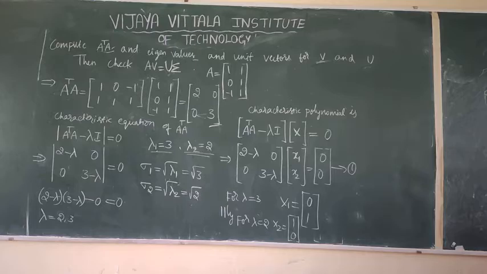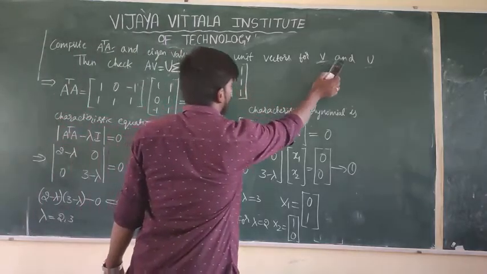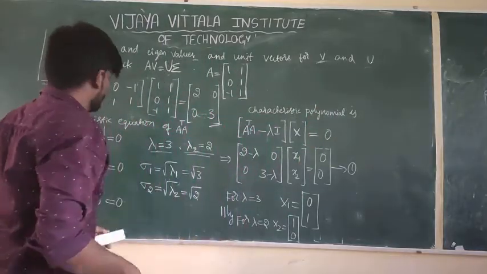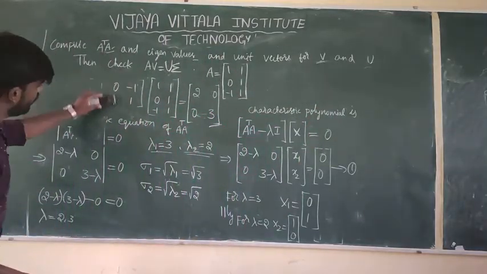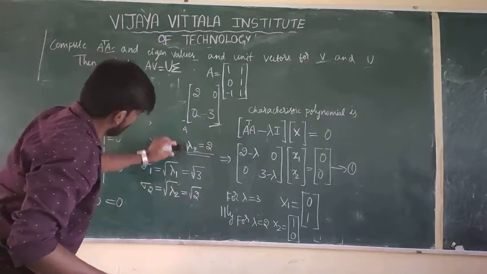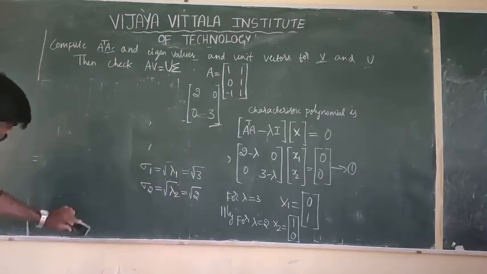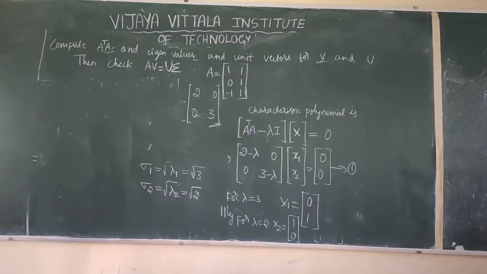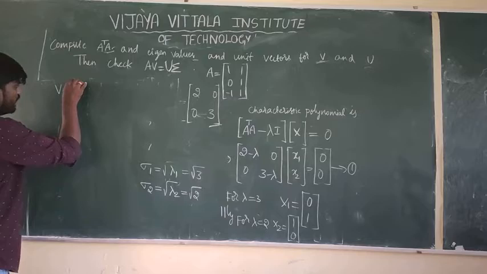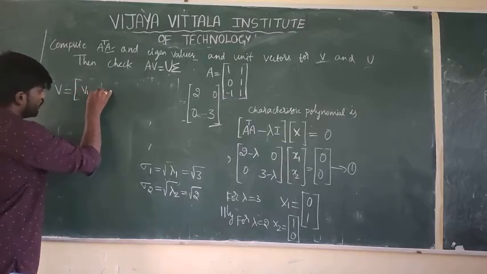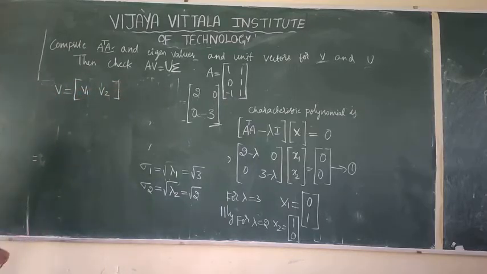The next step, we have to find the unit vectors for V and U. The matrix V contains unit vectors v1, v2. How to find unit vectors? We find the unit vectors using the eigenvectors.